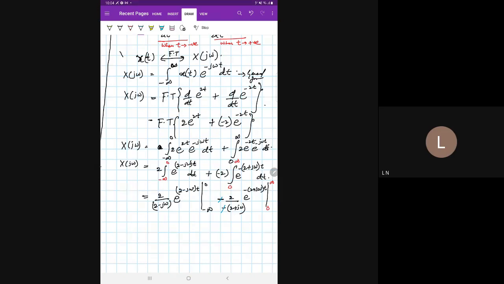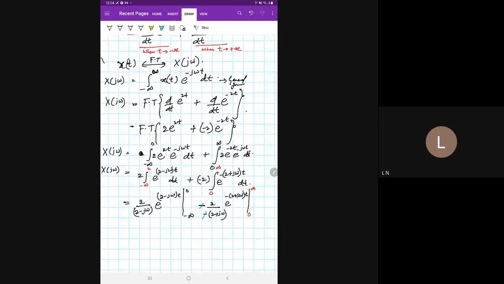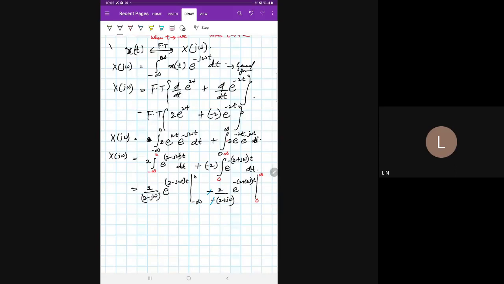Okay, all right, so let me just check it. So we had here, I have made a mistake here. We have minus 2 here, minus 2 here. So that is what came out. Okay, this is fine now.